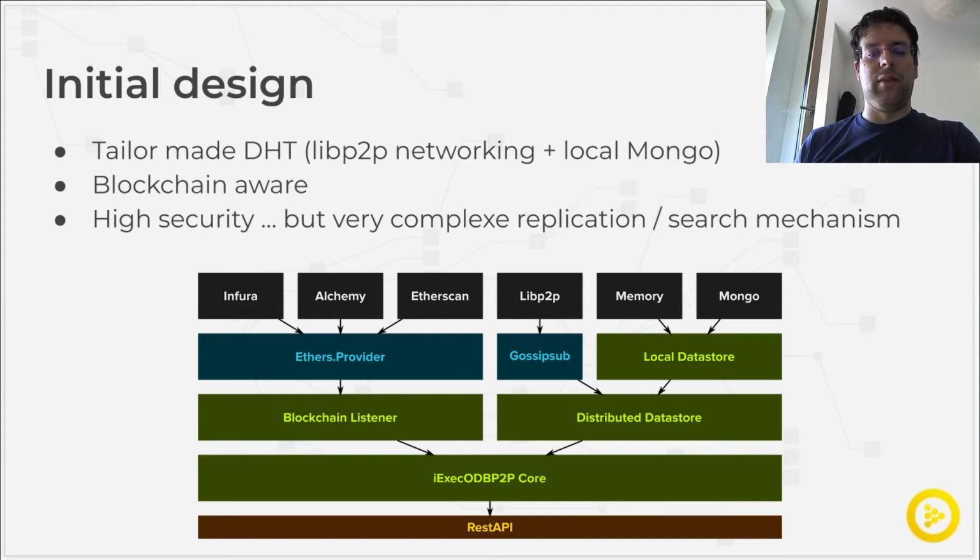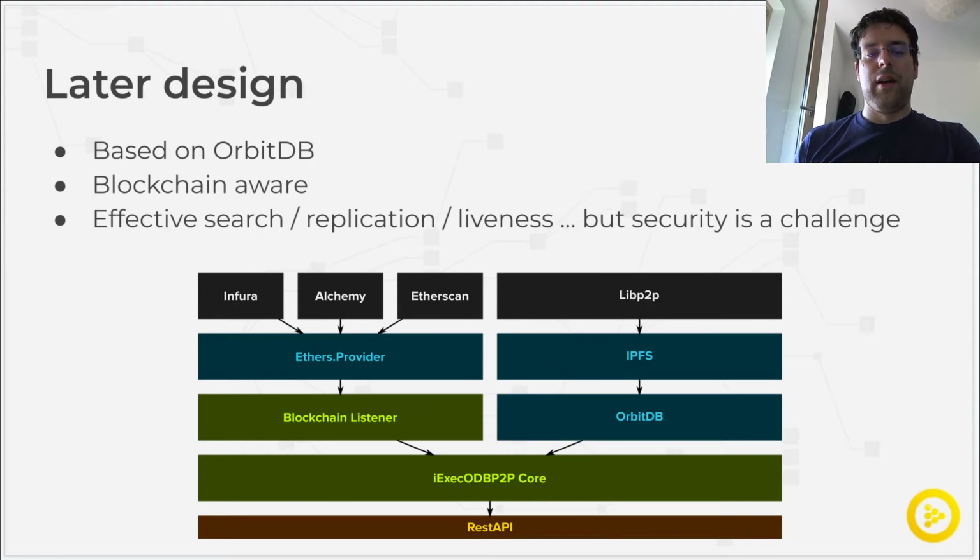I won't go over it very long, but you could see that I started by building my own distributed data store using libp2p GossipSub and a local data store with Mongo, but it was not that efficient and it was very difficult to manage the replication and the search mechanism. It was very secure, however. The later design uses OrbitDB for better functionality and also for the search capability of OrbitDB, which is very nice.